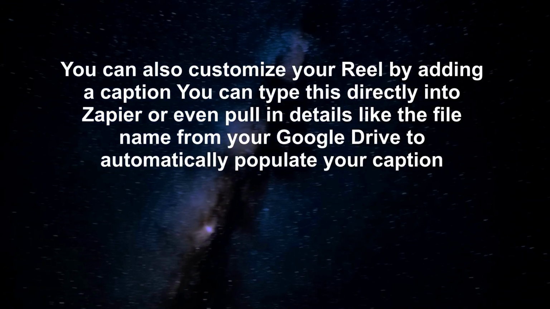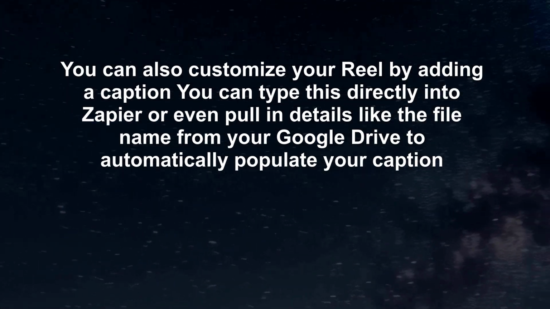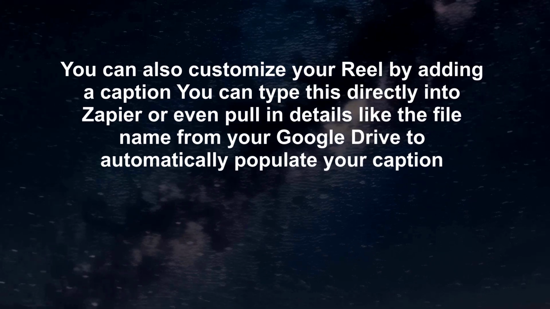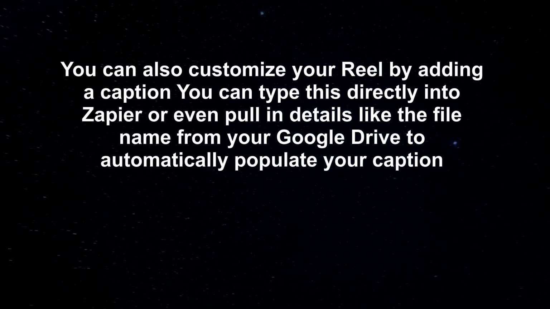You can also customize your reel by adding a caption. You can type this directly into Zapier, or even pull in details like the file name from your Google Drive to automatically populate your caption.